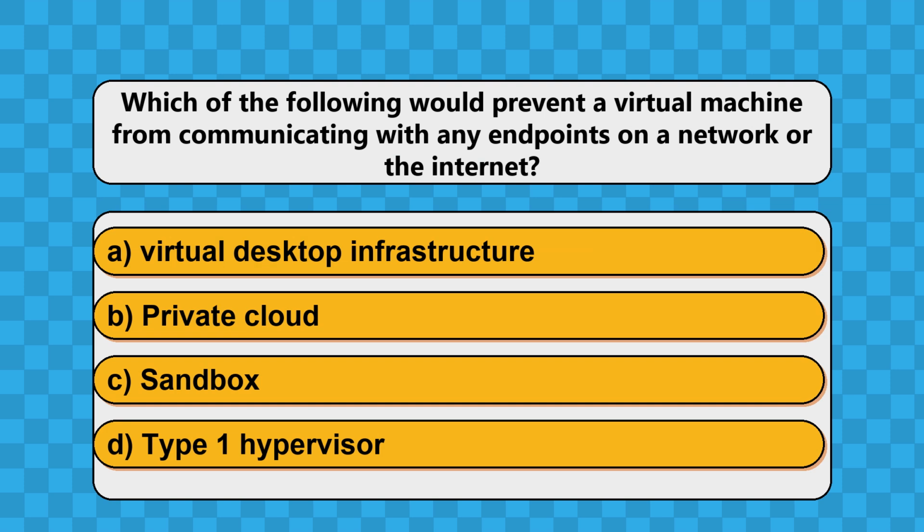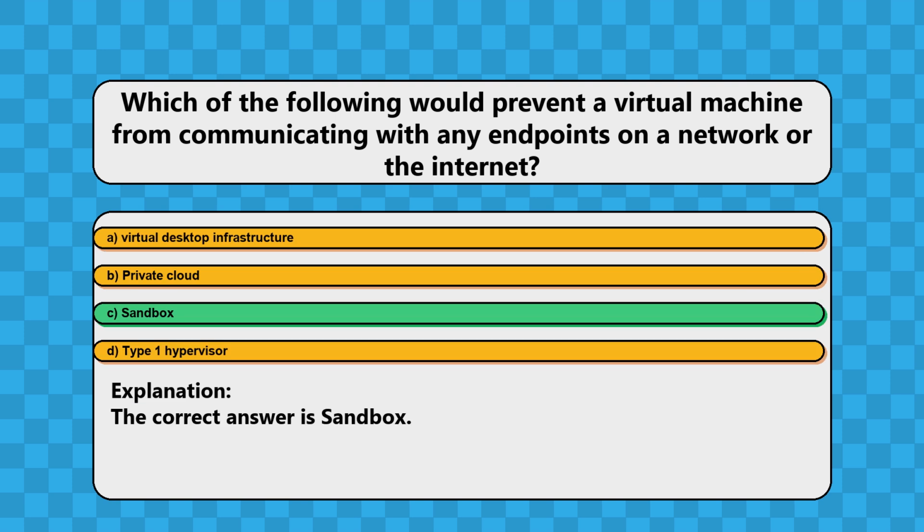Question 38. Which of the following would prevent a virtual machine from communicating with any endpoints on a network or the internet? Option A. Virtual desktop infrastructure. Option B. Private cloud. Option C. Sandbox. Option D. Type 1 hypervisor. The correct answer is option C. Sandbox. The correct answer is sandbox.